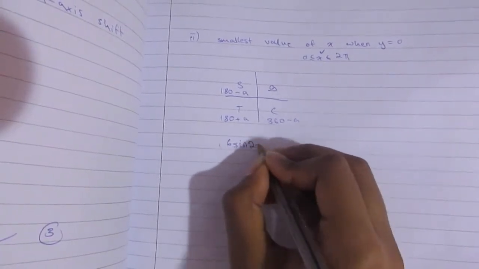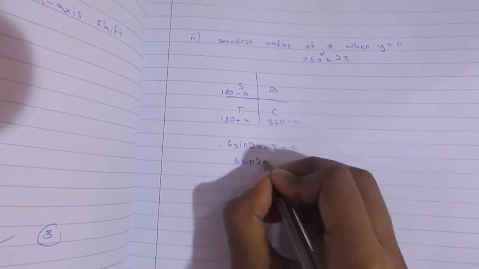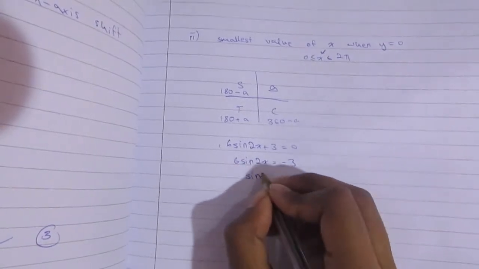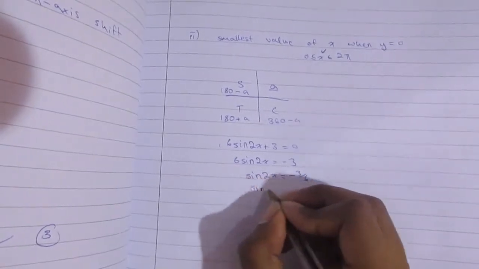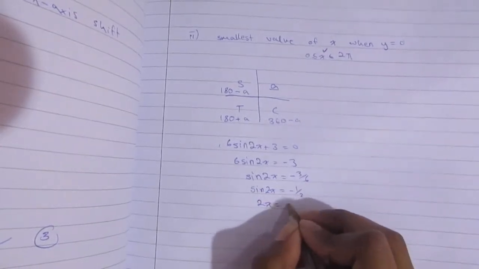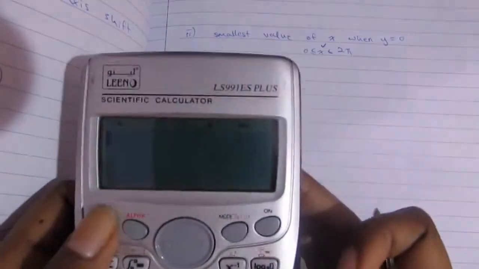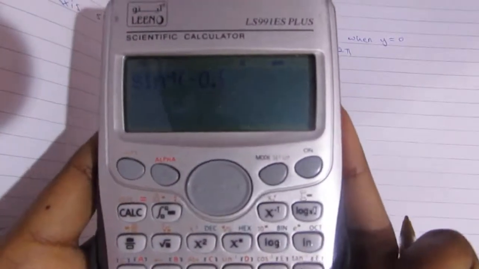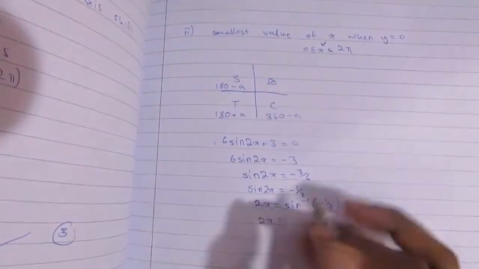So 6 sine 2x plus 3 is equal to 0. Move the 3 to the other side, becomes negative 3. You're going to divide that by 6, it's going to be negative half. You're going to work on 2x first, so you're not going to divide right away by 2. So you're going to move the sine to the other side: the sine inverse of negative half, and then just pop that into your calculator. And that equals negative 1 over 6 pi. Remember, we are working in radians.